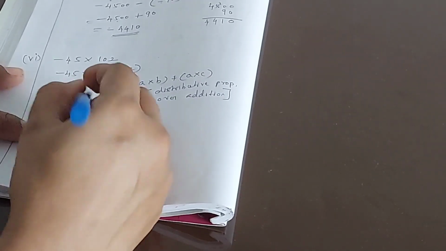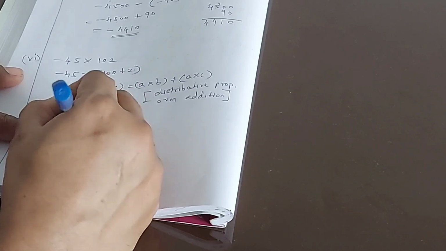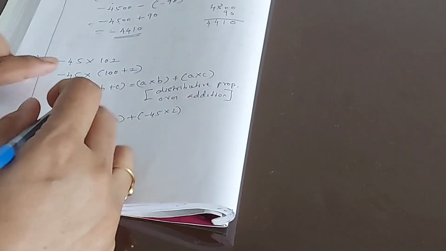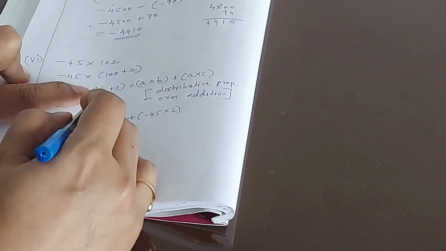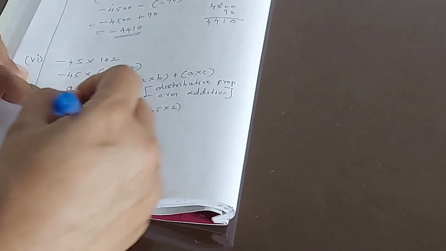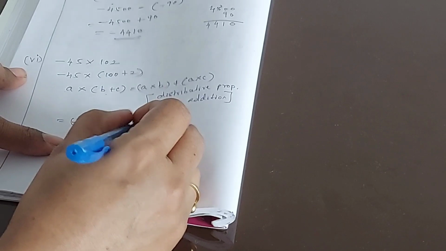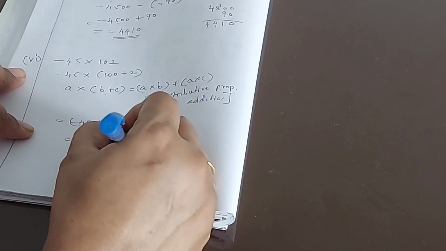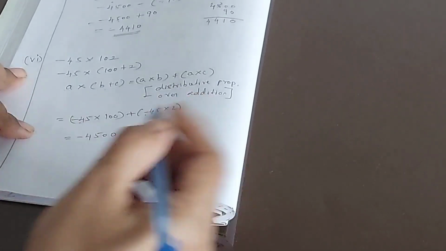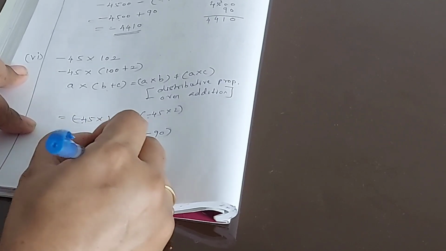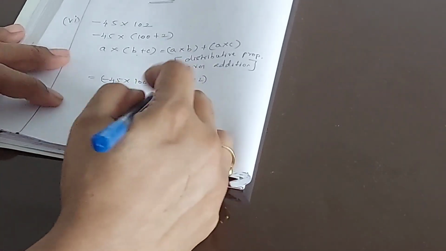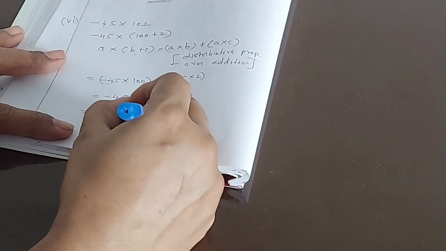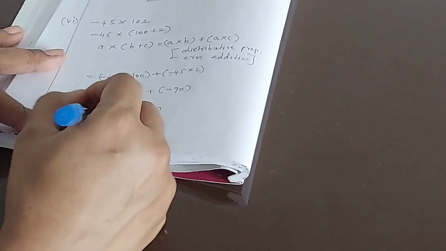Okay, so now minus 45 is multiplied by 100 plus minus 45 multiplied by 2, right? That is, minus 45 is A, B we consider as 100 and C as 2. So A cross B plus A cross C. Okay, so what will come? Minus 4500 plus 90, right? So minus 4500, see, plus into minus, what will we get? One plus is outside, minus is inside. So positive into negative will get negative. So minus 90 will come.